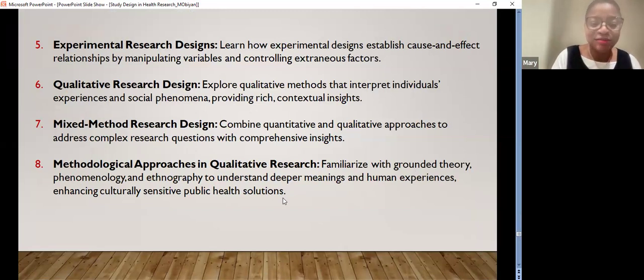Methodological approaches to qualitative research: familiarize yourself with grounded theory, phenomenology, and ethnography. It goes beyond just conducting focus groups. It goes beyond conducting interviews. Which design are you using? And then all this you need to generate and also design culturally responsive health interventions. Thank you so much. Next slide.